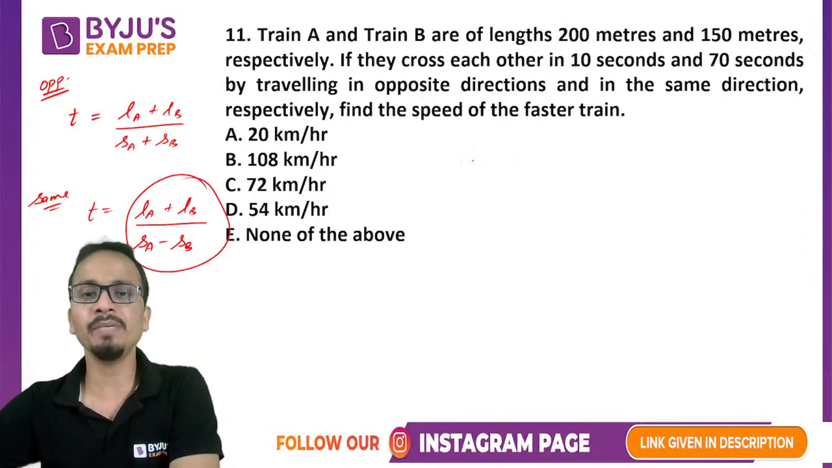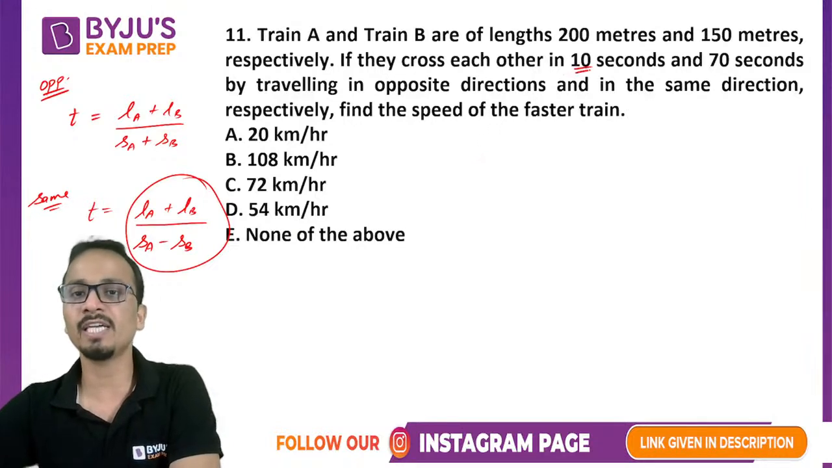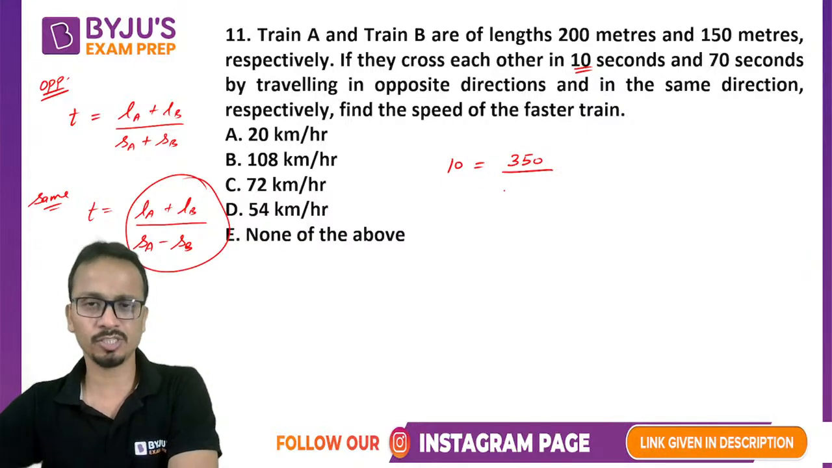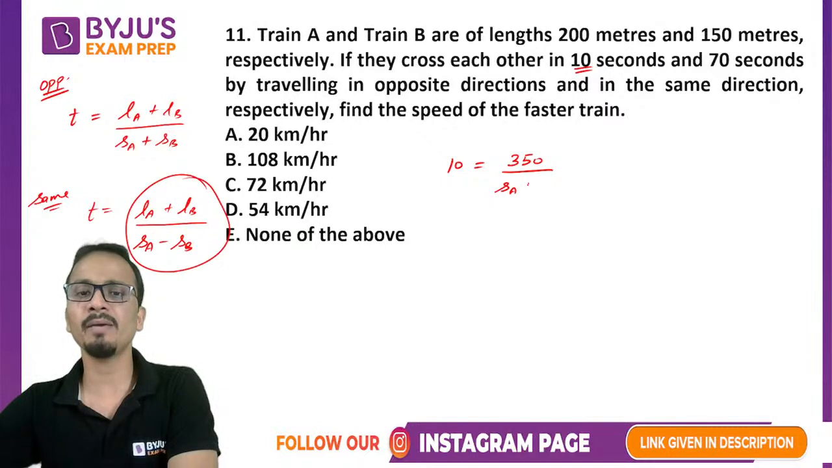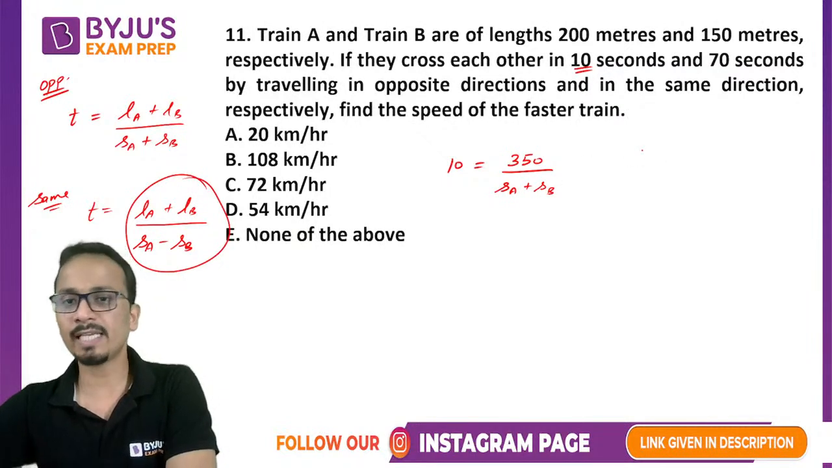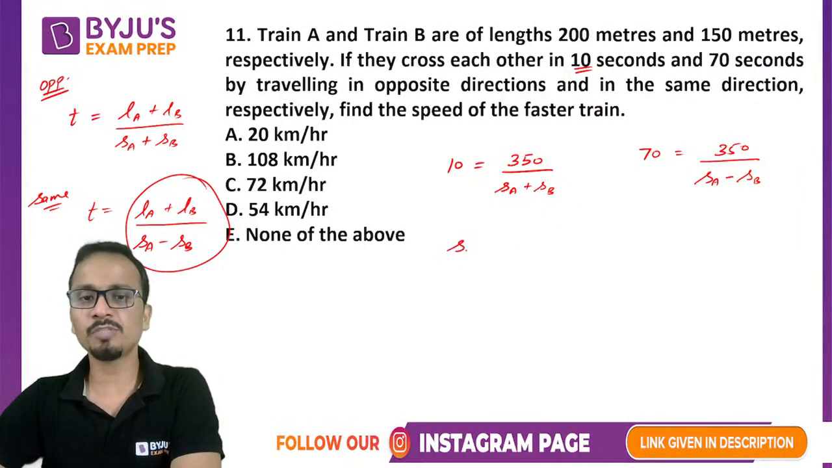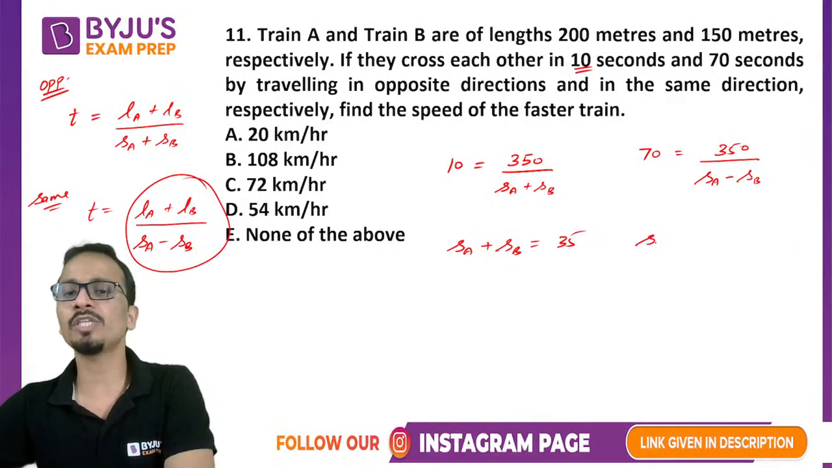So train A and train B, lengths 200 and 150. First of all, they are taking 10 seconds. So 10 seconds is equal to 200 plus 150, that is 350, divided by, since they are traveling in opposite directions, speed of A plus speed of B. The second equation, 70 is equal to, again, 350 divided by speed of A minus speed of B, right? So from the first equation, speed of A plus speed of B becomes 35, and from the second equation, speed of A minus speed of B becomes 5.